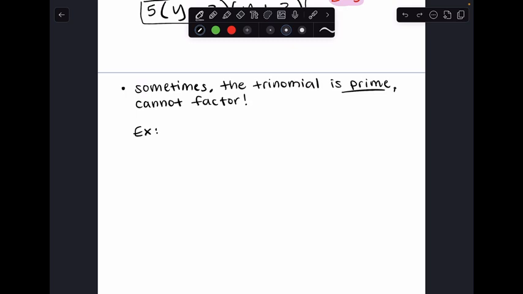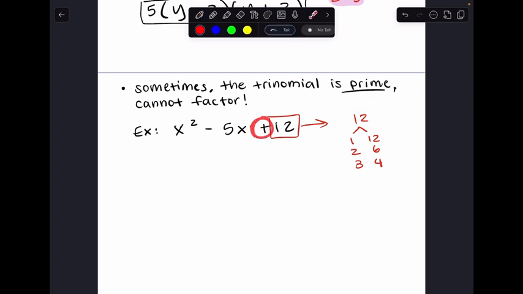But here's what a prime trinomial would look like. So let's say we got x squared minus 5x plus 12. So again, listing out your pairs of factors for 12, we got 1 and 12, 2 and 6, 3 and 4. Because we have an addition symbol, we are going to find the combinations here that will add to give you a negative 5.